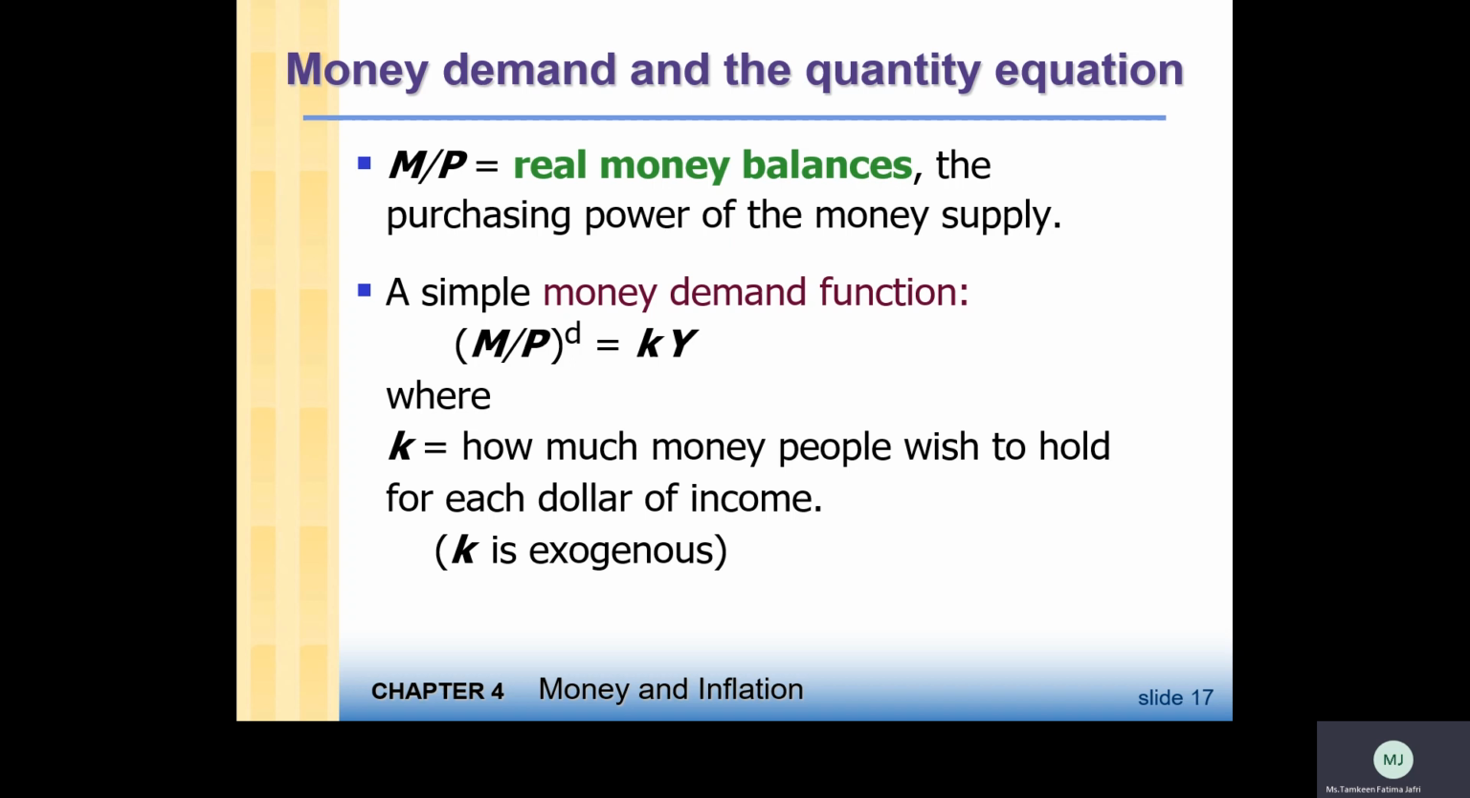So what you see on the screen here is the real money balance. M is actually the money demand, the amount of money that you want to hold at a given point in time, and P is the overall price level. You know that this overall price level is either measured by the CPI index or the GDP deflator or the PPI index. So when you divide the nominal money demand by P, this term is called the real money demand.